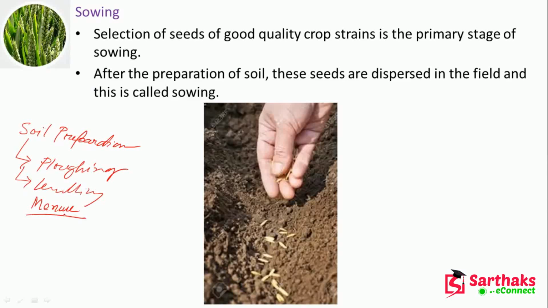Now the next point is sowing. Farmers have to select good quality seeds, and then sow them in the leveled field, so that good quality crops grow from the primary stage of sowing. After the preparation of the soil, these seeds are dispersed in the field, and this is called sowing. They are dispersing all the good quality seeds they have in their hand. This is the process, and they are using hands, and this is the traditional method.